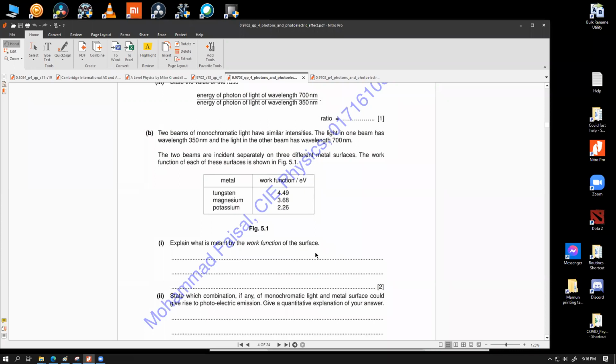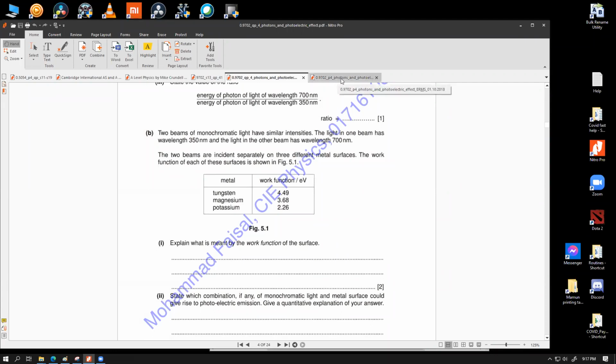The minimum energy required for photoelectric emission to occur. So the key term is minimum. That is very important. And photoelectric emission to occur, I think, is the second.